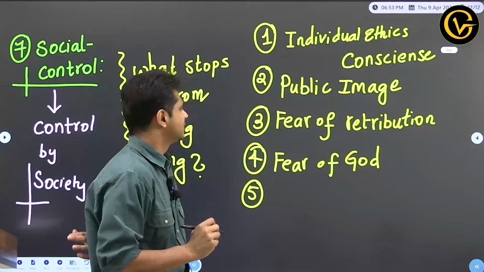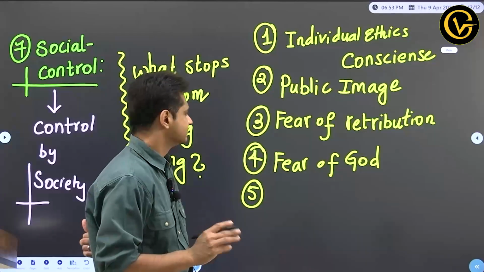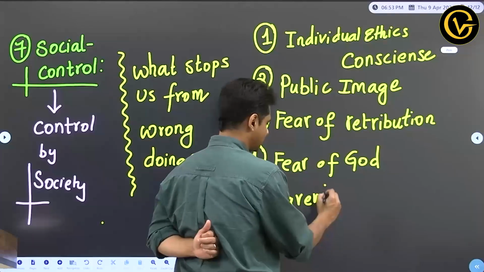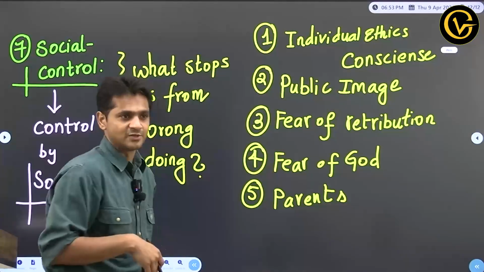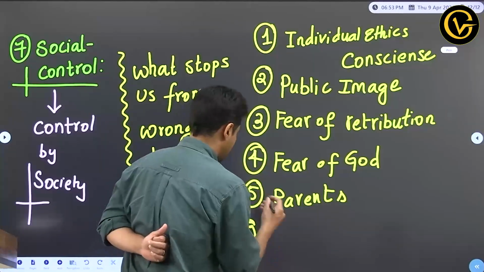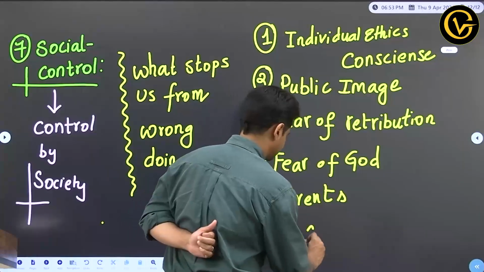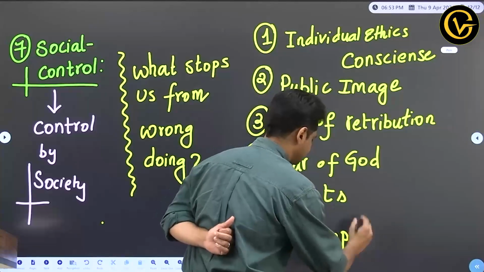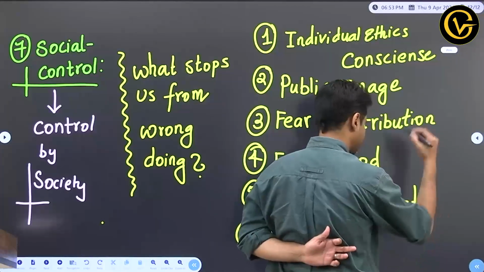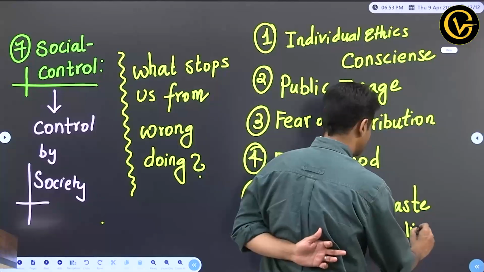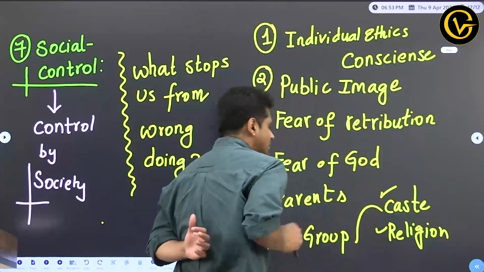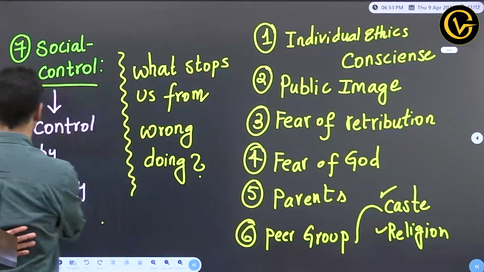What else is stopping us from doing bad? Parents. Fear of parents. What if my parents throw me out of the house? Sometimes, fear of the peer group you are part of. What if my peer group disowns me? That peer group can be the caste you belong to, or the religion you belong to. Sometimes the social group you belong to also exercises control over you.